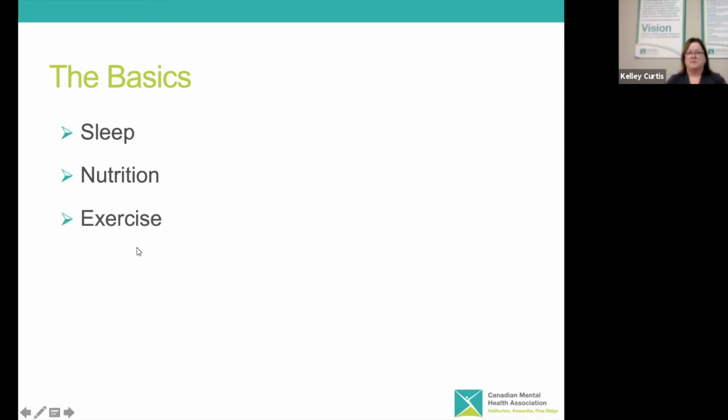And then the third part of the basics that we would talk about would be something like exercise. Exercise is really, really important to your overall health, not just your physical health, but anything that's good for your physical health is going to be good for your mental health as well. So when we talk about exercise, things like walking and getting outside, and doing as much as you're able to do, even if it's chair yoga, stuff like that.